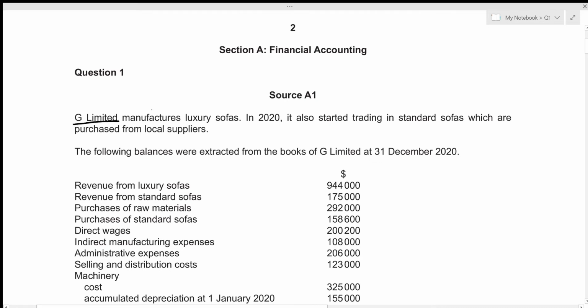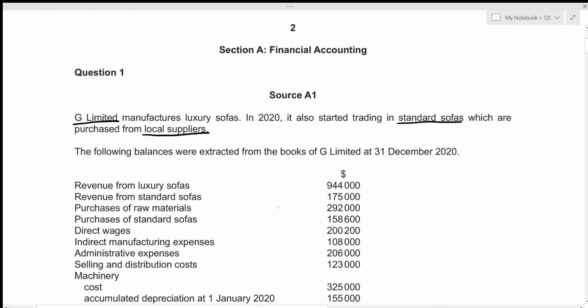G Limited manufactures luxury sofas. In 2020, it also started trading in standard sofas, which are purchased from local supplier. So what we know is that G Limited is a manufacturing company which manufactures luxury sofas on their own, but recently it also started trading in standard sofas, but these sofas are not produced by them. Instead of producing on its own, they purchase the standard sofas from local suppliers, which means that if we were to make our manufacturing account for G Limited, then we would only record the cost incurred for manufacturing luxury sofas, and we will not be including the cost incurred from purchasing the standard sofas from local suppliers. Those will only be included in our income statement.